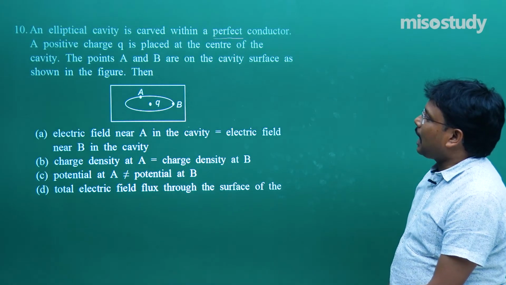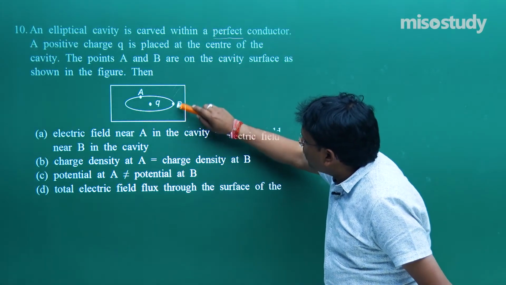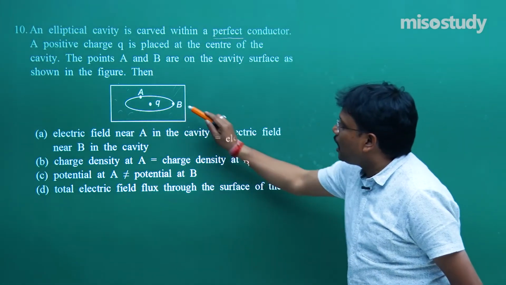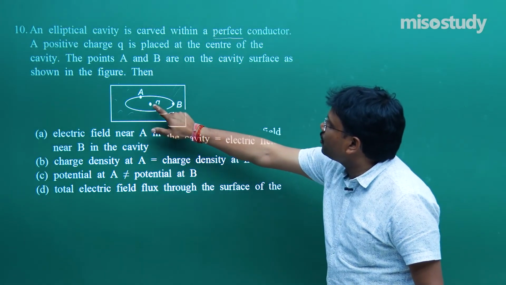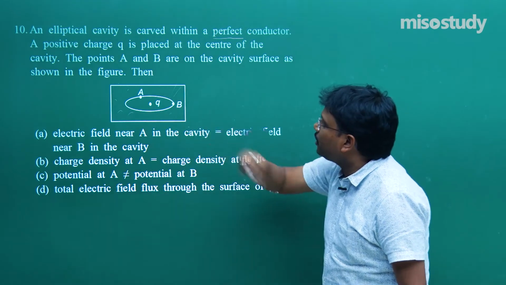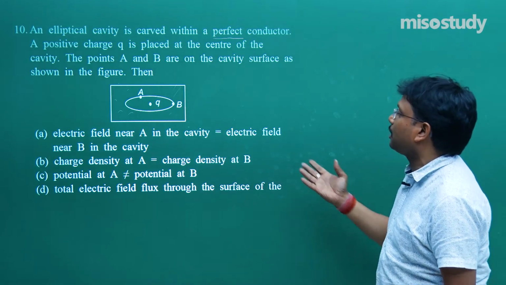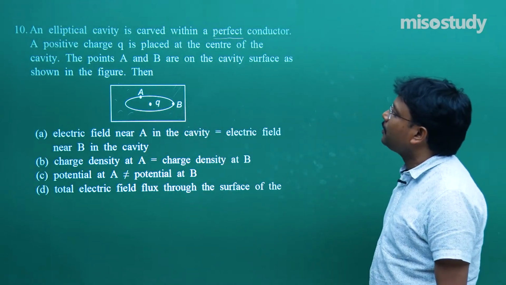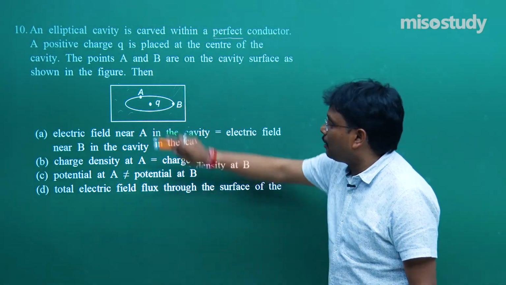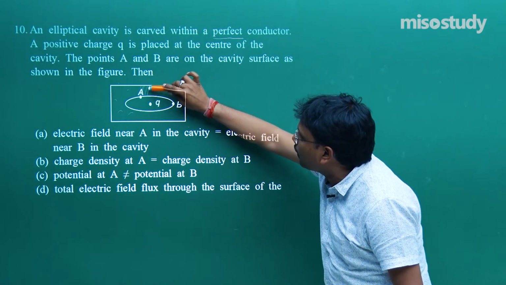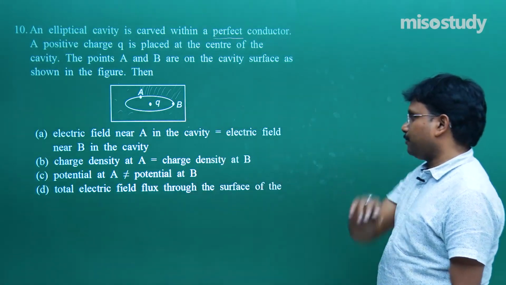An elliptical cavity is carved within a perfect conductor. Actually, this entire portion is solid, fine, and this one is the cavity. So, a positive charge Q is placed at the center of this cavity. Actually, this is not an ellipse, it is a great circle. So, the center is obviously going to be at this point. The points A and B are on the cavity surface as shown in the diagram. With this assumption, please do not forget that this is a solid portion. Now, you have to find the correct option.